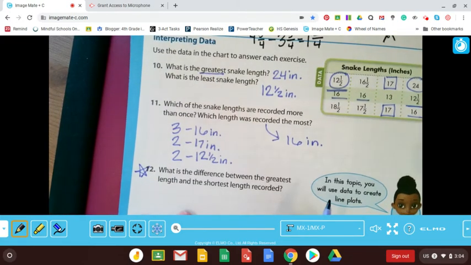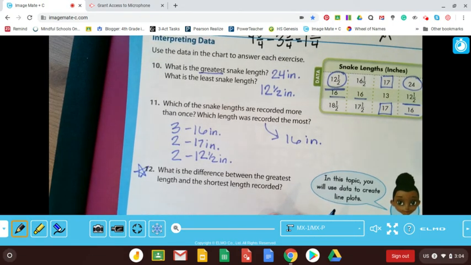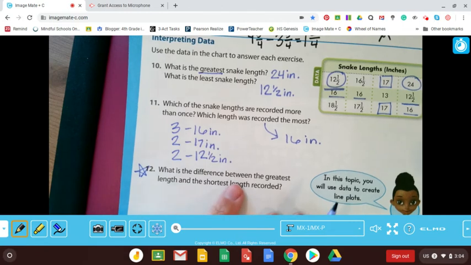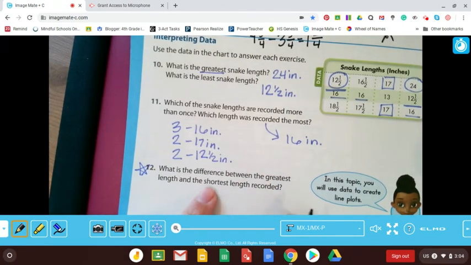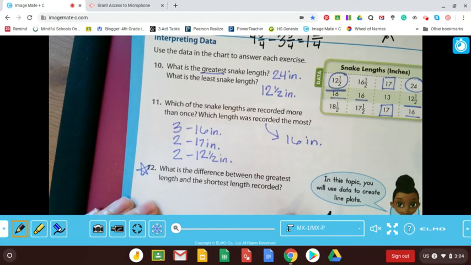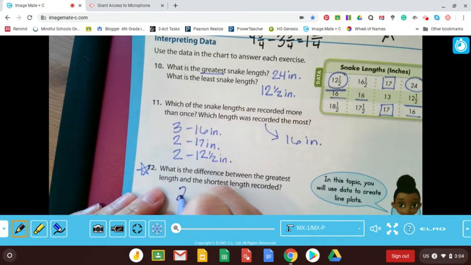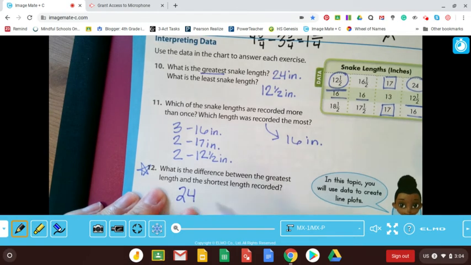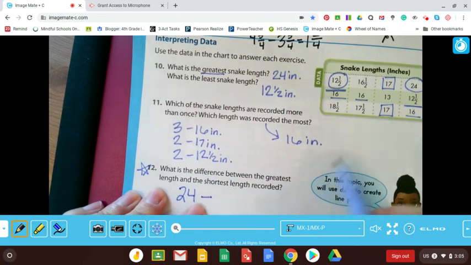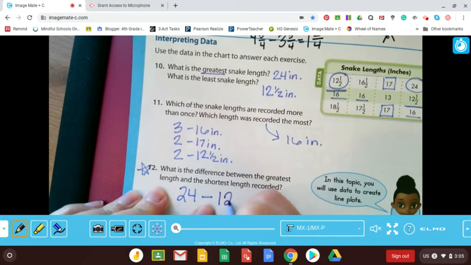This is like the favorite question ever for people who create these line plots for us. They love to ask you, what is the difference between the greatest and the shortest, or the most and the least, or however it applies to their line plot. So we can do that. The greatest length here was that really long snake, which would have been 24 inches. And the shortest snake, we said up here, was 12 and a half.